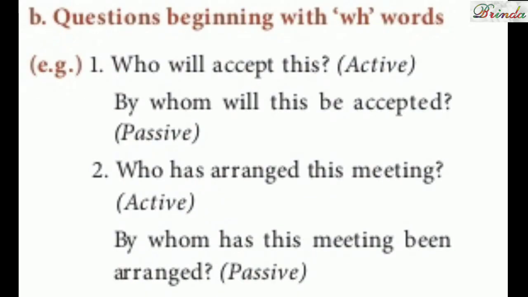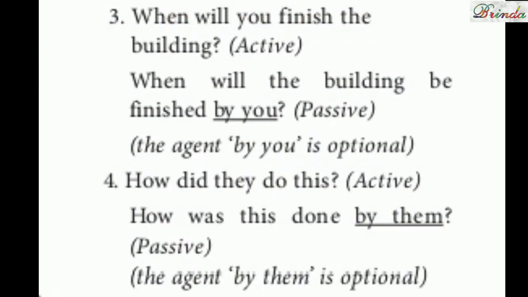Next one, children, questions beginning with WH words. Now open-ended questions. Who will accept this? This is active voice. When you change it to passive voice, by whom will this be accepted? Who becomes whom. Second one, who has arranged this meeting? Active voice. When you change it into passive voice, by whom has this meeting been arranged? Third one, when will you finish the building? So this is active voice. When you change it to passive voice, when will the building be finished by you? The agent by you is optional. You can take it if needed, otherwise you can leave it.